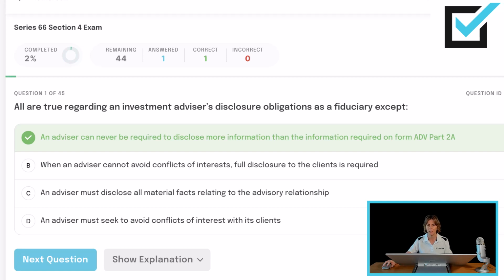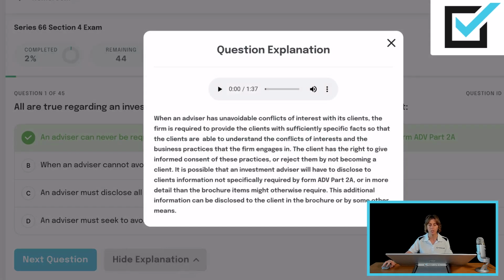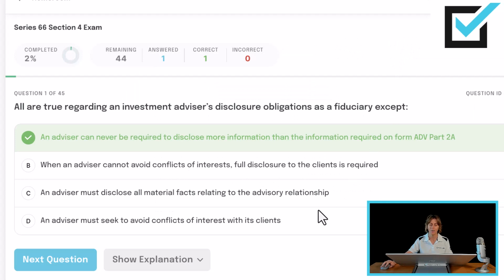So you click what you believe is the correct answer, click check answer. You know you got it right if you get that green check mark. You click show explanation. You can read the rationale and you can also listen. All of our questions have audio explanations.